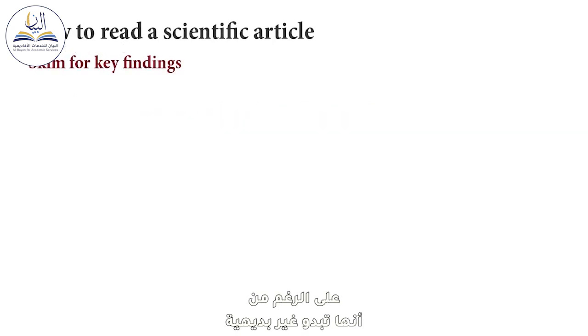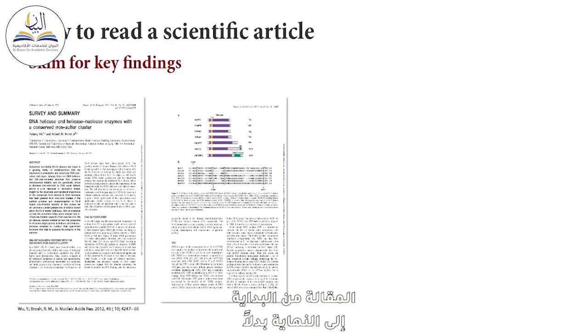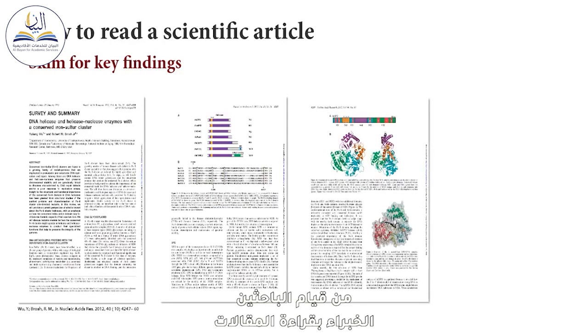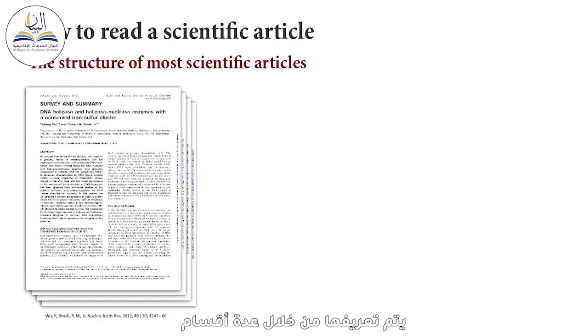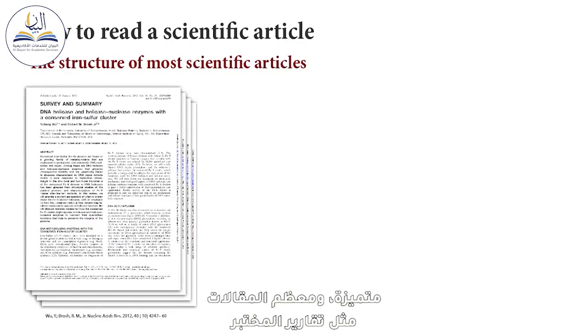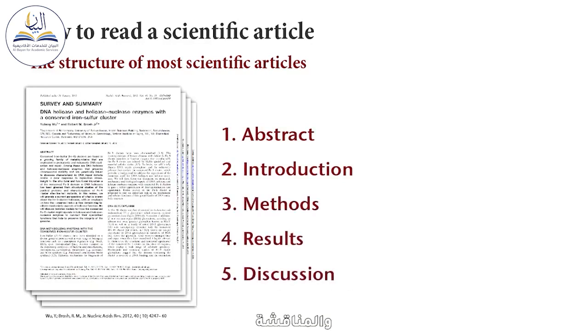Although it seems counterintuitive, the least effective way to read a scientific article is from start to finish. Instead, expert researchers skim articles to identify key findings. The structure of scientific articles is defined by several distinct sections. Most articles, like lab reports, are divided into 5 sections: the abstract, the introduction, the methods, the results, and the discussion.